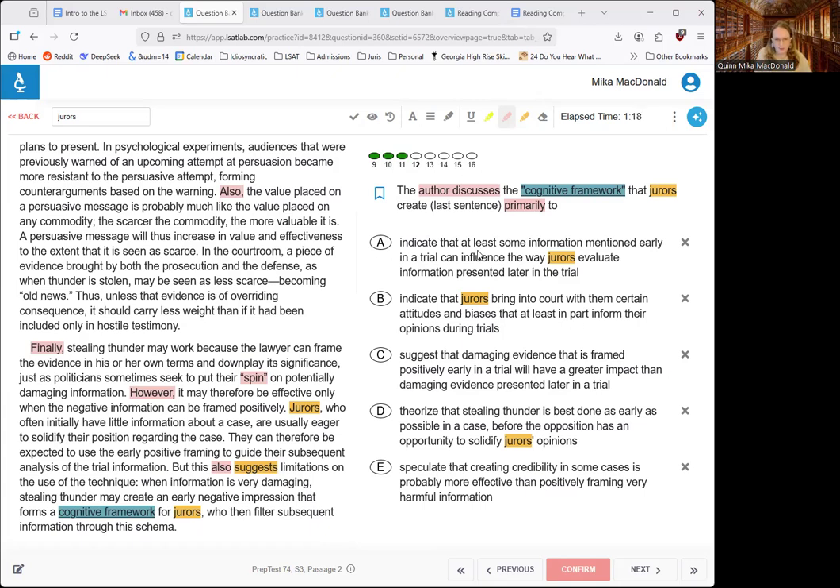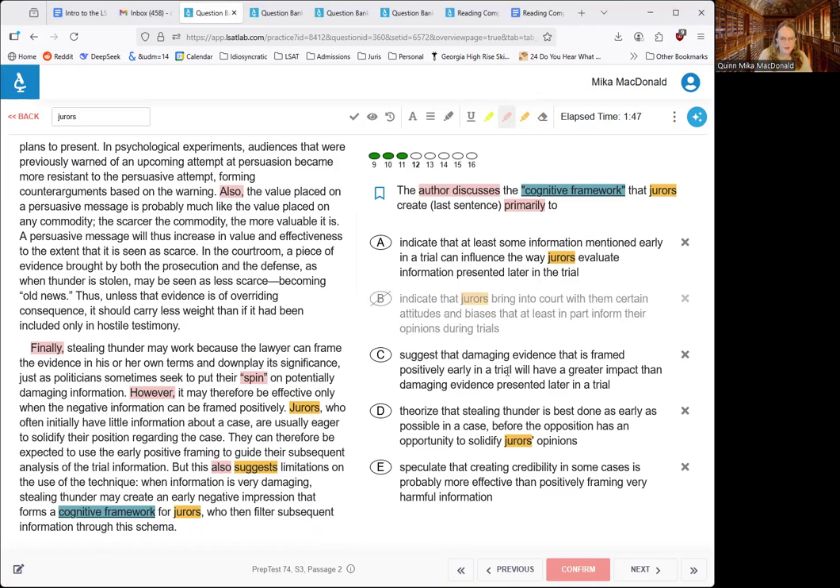Absolutely. A feels perfect here, right? They want to tell us that early info can really influence subsequent perception and analysis. We'll just run through the others and talk about why they're wrong, right? B is focusing on bringing things into the trial, but this is about creating something at the beginning.